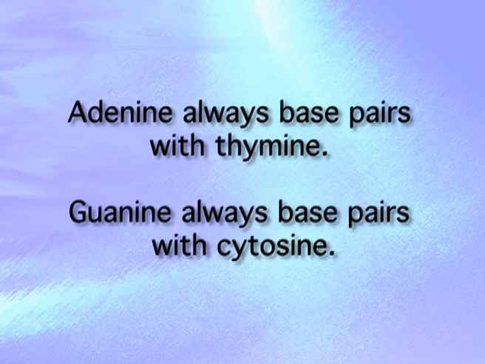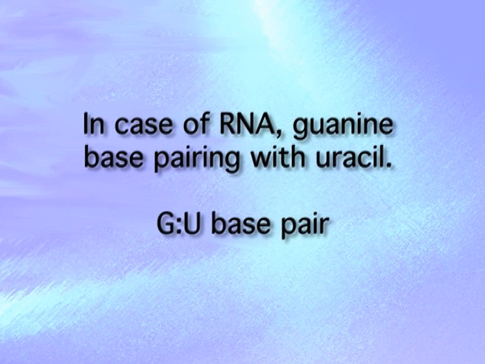We know that there are mainly two types of base pairs. One is AT and GC, that is, adenine always base pairs with thymine and guanine always base pairs with cytosine. But in case of RNA, we find another unique base pair, that is guanine base pairing with uracil. So this is known as the GU base pair, found only in RNA.